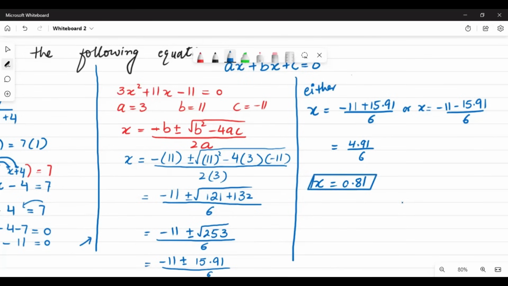Move to the other side. Here we have x is equal to negative 11 and then negative 15.91. When we solve it, this will be negative 26.91 over 6. If we divide by 6, we will get the answer negative 4.49. x is equal to negative 4.49. This is our second answer. These are both values of x.